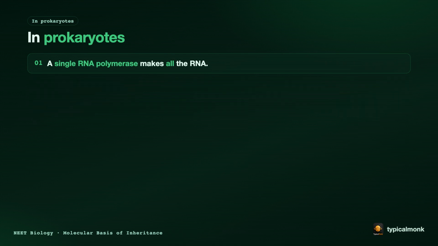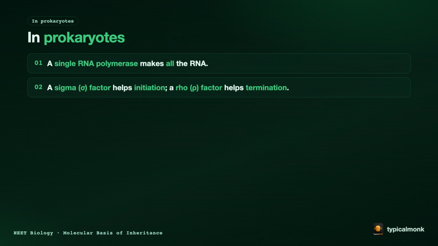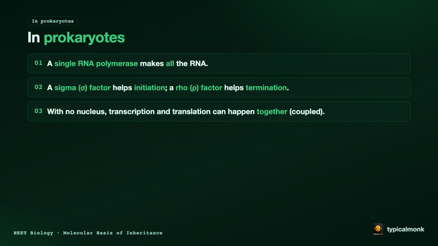Now, in prokaryotes, a single RNA polymerase makes all the RNA. A sigma factor helps initiation, and a rho factor helps termination. With no nucleus, transcription and translation can happen together, that is coupled.